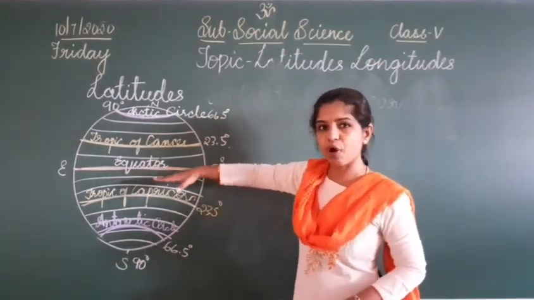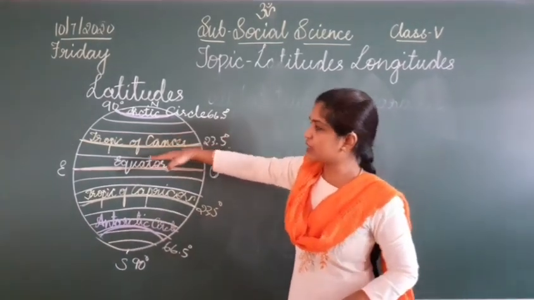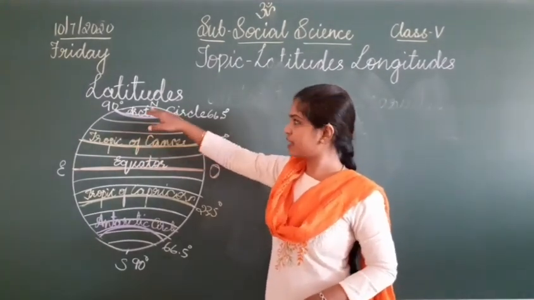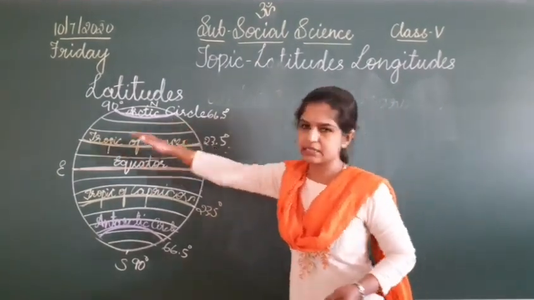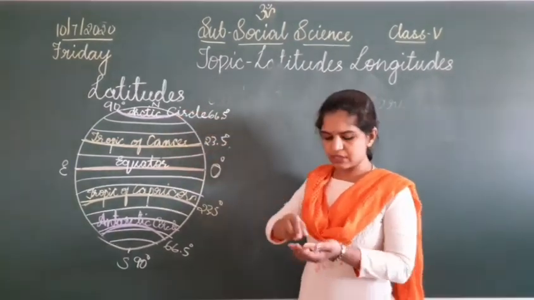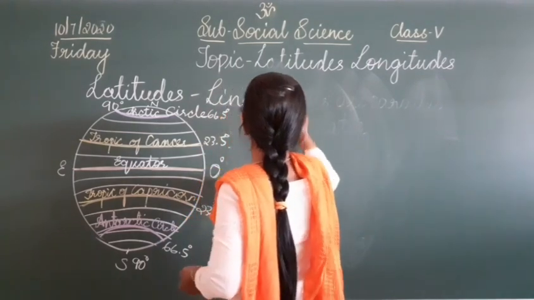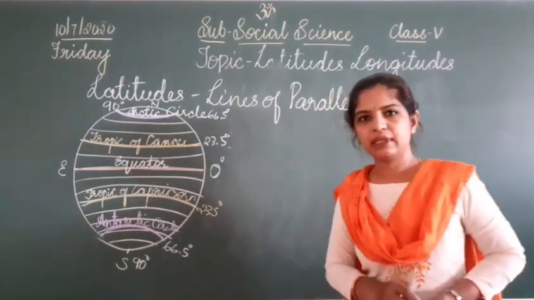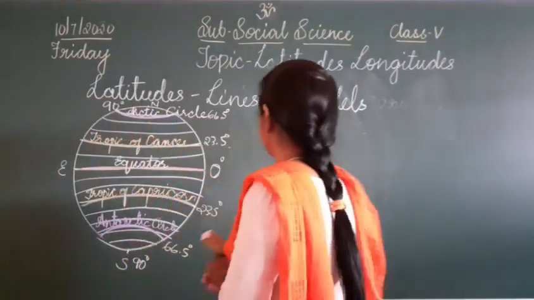And as we move from the equator towards the poles, what happens? The length of the lines goes on decreasing, and when they reach the North Pole, the length becomes 0 because it is a circle. Got it? The other name of latitudes is lines of parallels. Okay? Yes. Let us go ahead for longitudes.